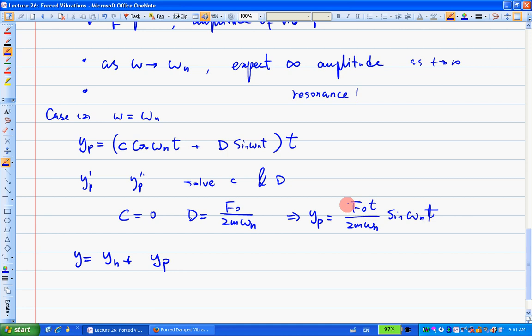So the only focus here is, I guess, we need to focus on this YP here, right? YP. So you take a look at this YP here. When omega is the same as omega n, how will the system change?